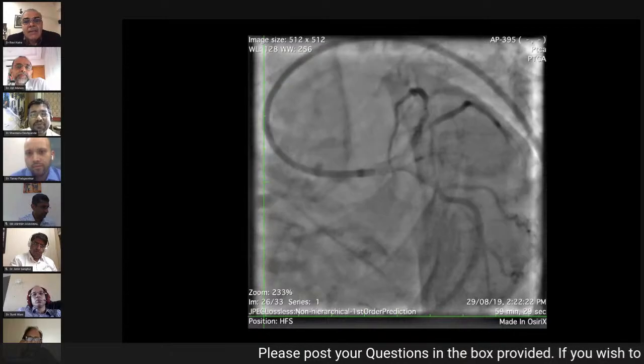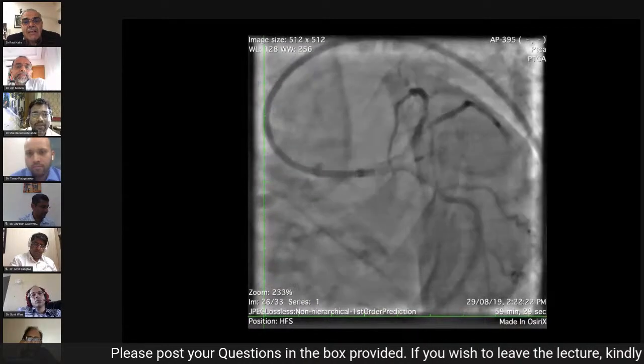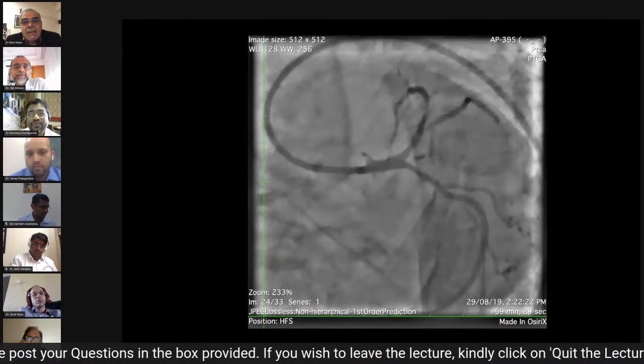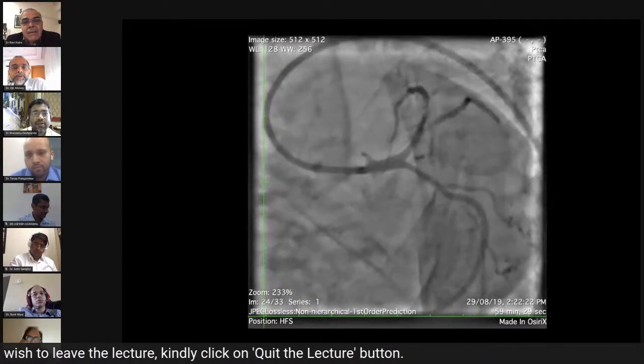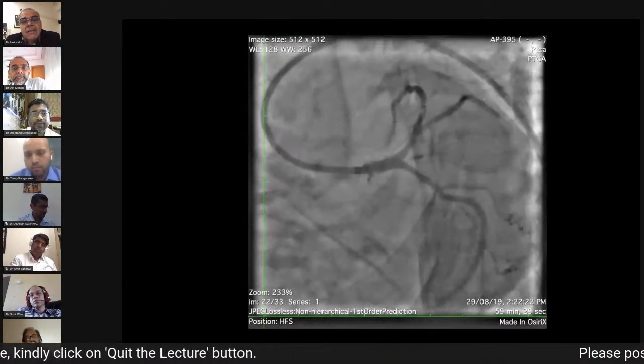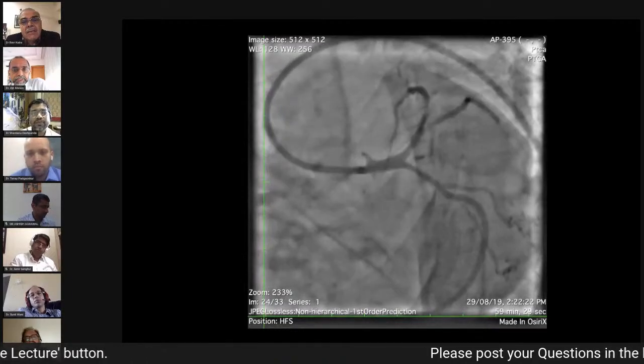One second, I'll just run that. Yeah. See here, you have disease in the LAD even proximal to the diagonal. There's some disease proximal to the diagonal, and the diagonal ostium seems to be diseased.